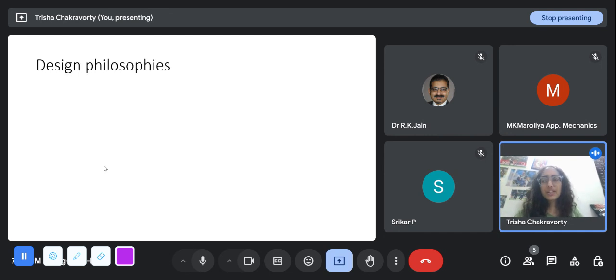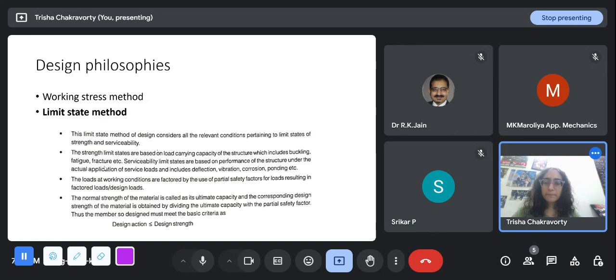And in week 2, we looked at the design philosophies, the working stress method and the limit state method. Limit state method is what IS 800, the 2000 revision at least, follows mostly. So in limit state method, we apply a factor of safety on the action or the load, and a factor of safety on the strength as well.